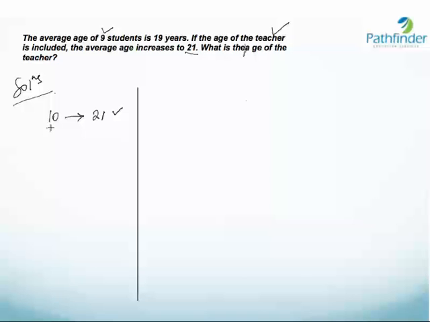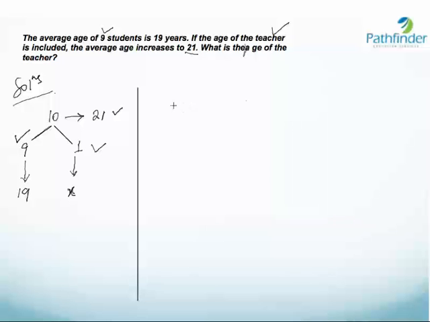These 10 people are divided into two groups. The first group and the second group. The first group has 9 students whose average age is 19 years. And the second group has one person whose age is not known to us. So we will first calculate the deviation on these 9 students, and then we would be able to identify the deviation on the age of teacher.